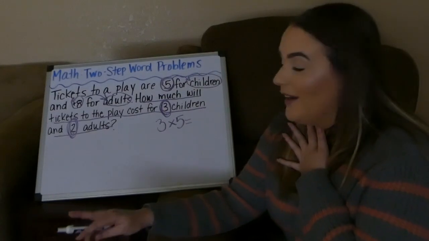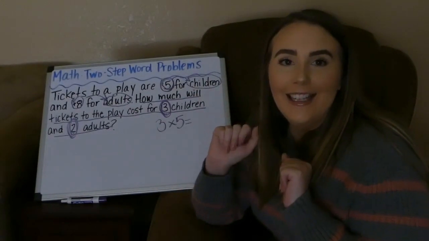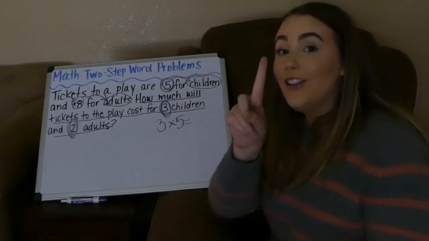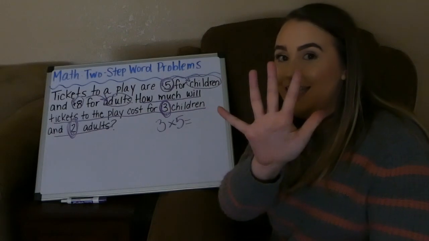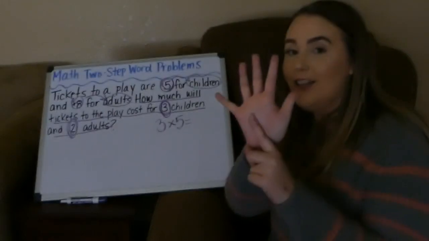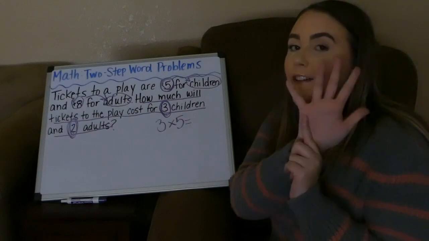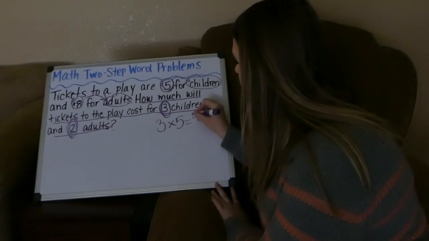I'm going to choose to do my song. So I'm going to put my marker down, get my fingers ready. I'm going to count my 3s like a champion. I'm talking 3, 6, 9, 12, 15. So I have my 5 fingers up. I counted by 3s. That means that it cost them $15 for the kids.